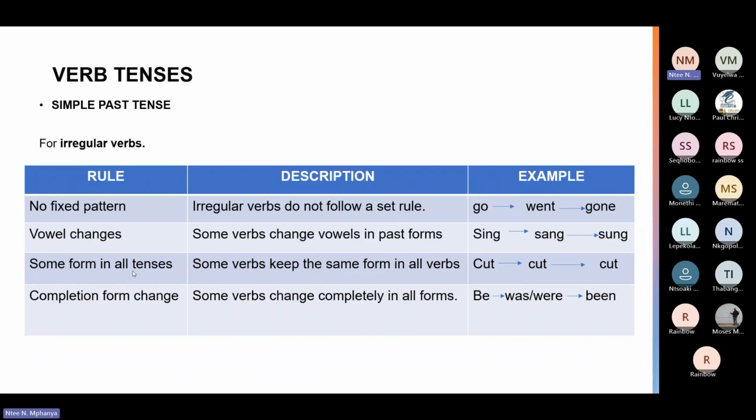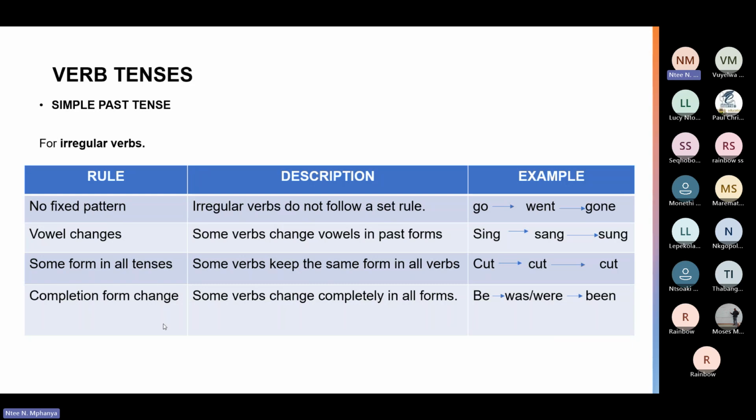Same form in all tenses. Some verbs keep the same form in all tenses. Therefore, cut, not C-U-T, but cut remains cut in the past, and even in the past participle, it remains cut. Therefore, it keeps its form, it keeps its vowel U, U, U.